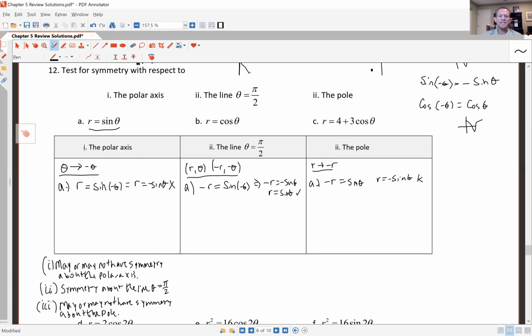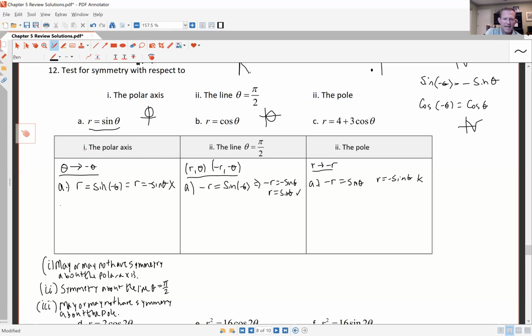Okay, so we should recognize r equals sine theta from our previous work as a circle that sits on the line theta equals pi over 2. So you can see why it has symmetry about the line theta equals pi over 2 and doesn't have symmetry about the polar axis or the pole. Now cosine theta, we should recognize this one as the one on the polar axis. So we should expect symmetry from this one about the polar axis.